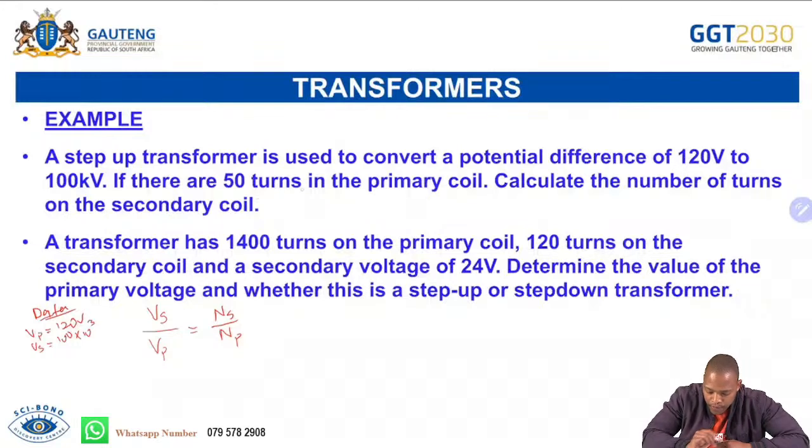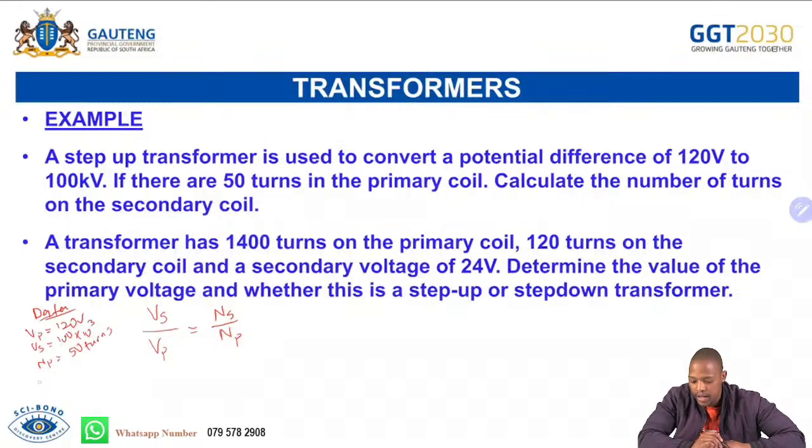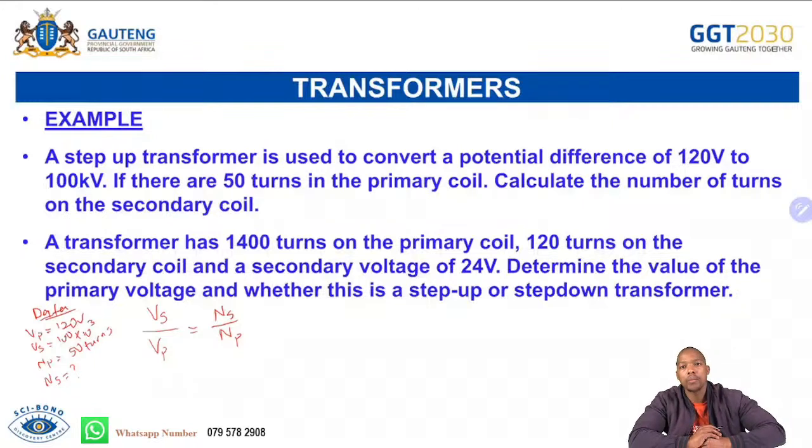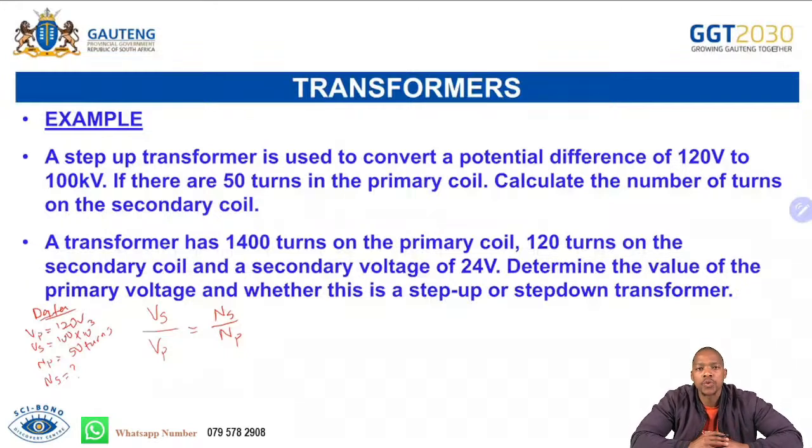If there are 50 turns in the primary core, that means I am given Np, which is 50 turns, right? Okay, calculate the number of turns in the secondary. Ns is what I am looking for. So simply from that fact, I just go to my formula, and then after I've collected my data, I substitute and I do the mathematical manipulations and I get to the answer.